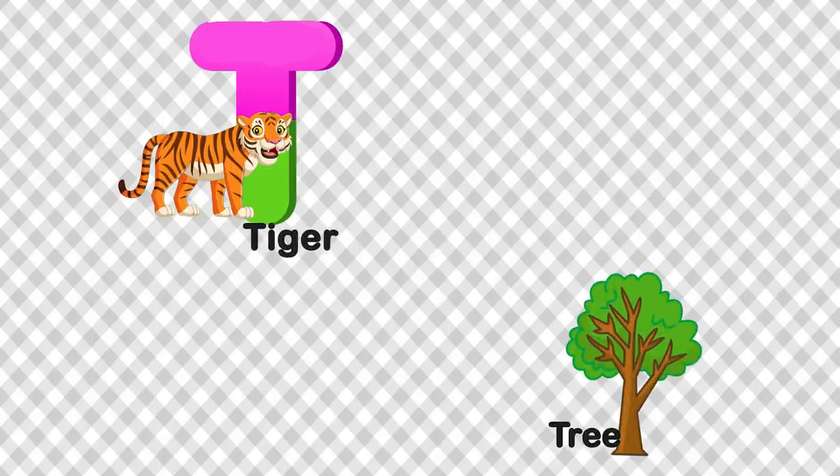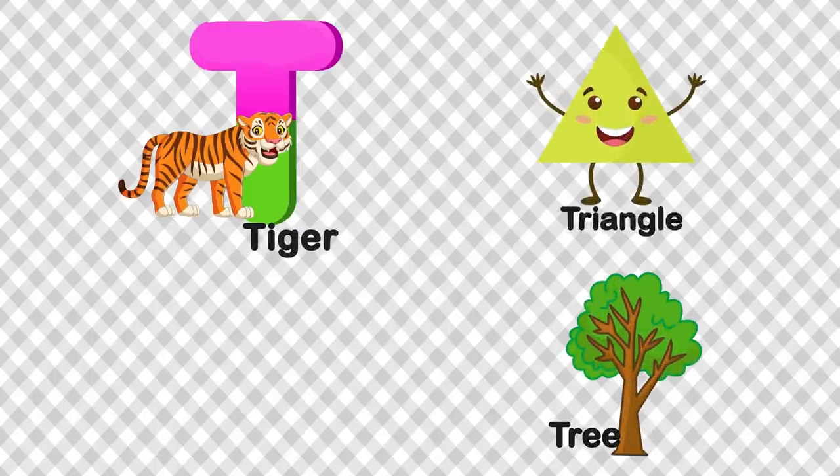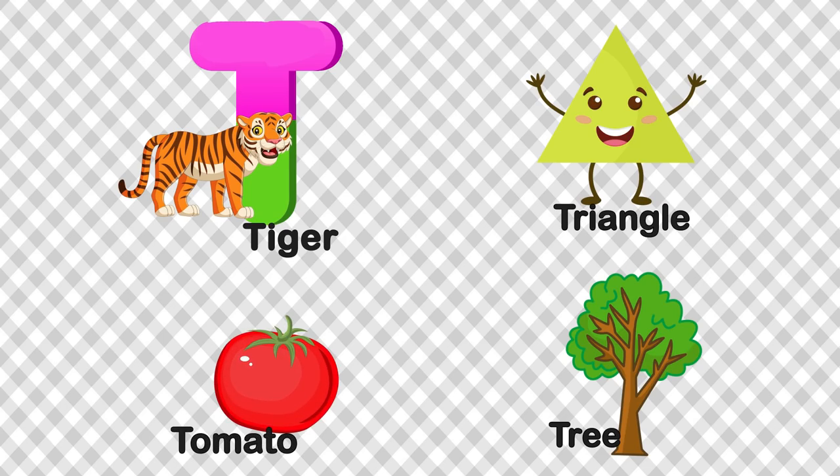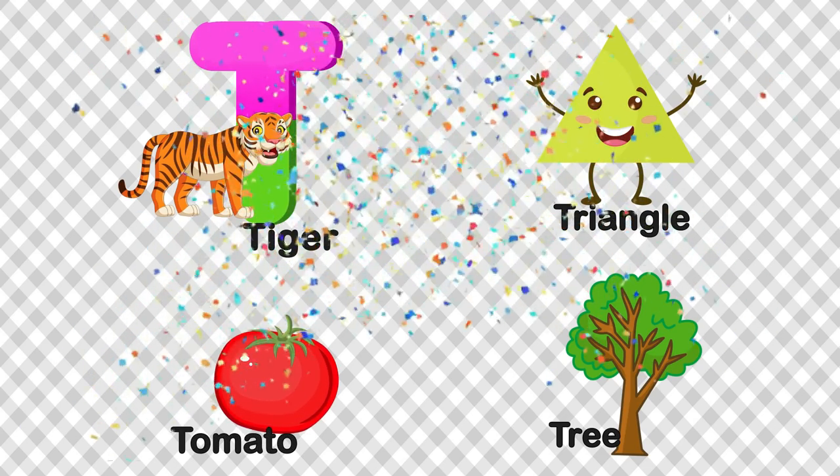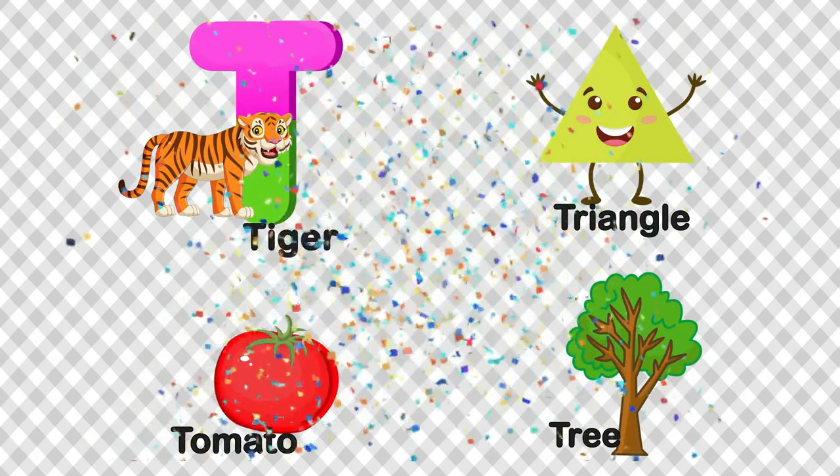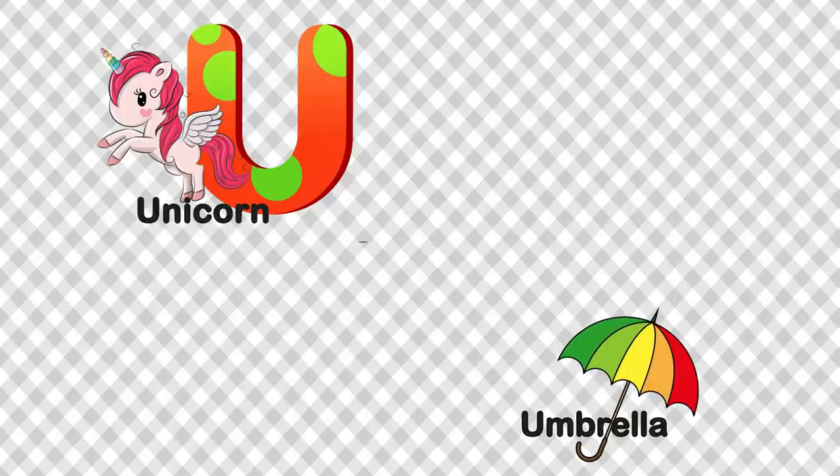The sound of T is t. Tiger. Tree. Triangle. Tomato. Yay! The sound of U is u. Unicorn, umbrella, unzip, uniform.